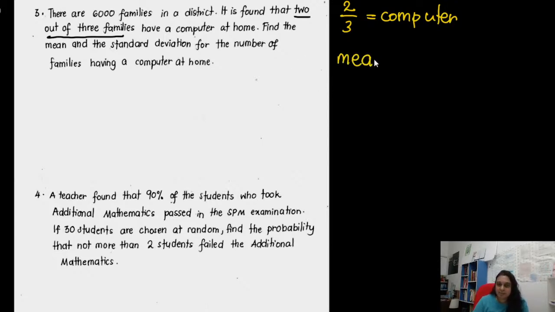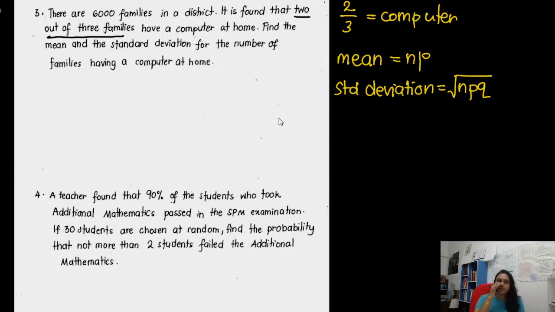Kita kena cari mean, which is NP, and standard deviation, sisihan piawai. Kita kena cari this one, NPQ, for the number of families having a computer at home, yang ada computer dekat rumah.